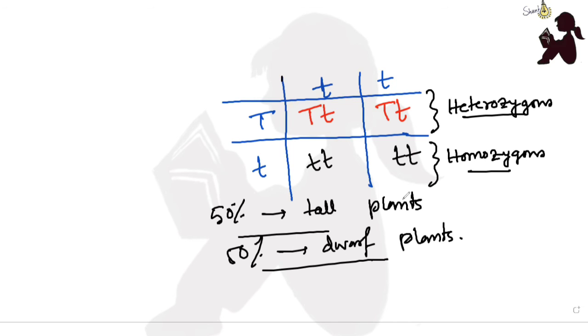Okay, so that's all for part 1. We will discuss part 2, the law of independent assortment and the exceptions of Mendel's law, in our next class. Thanks for watching.